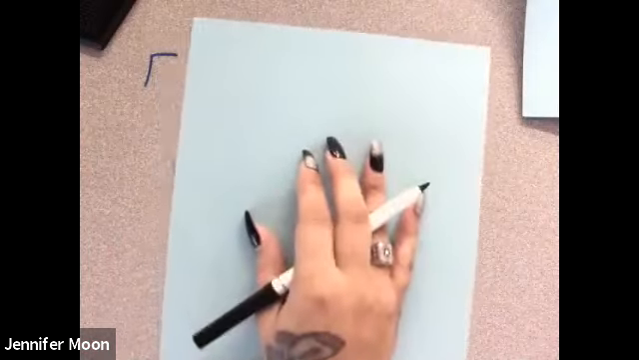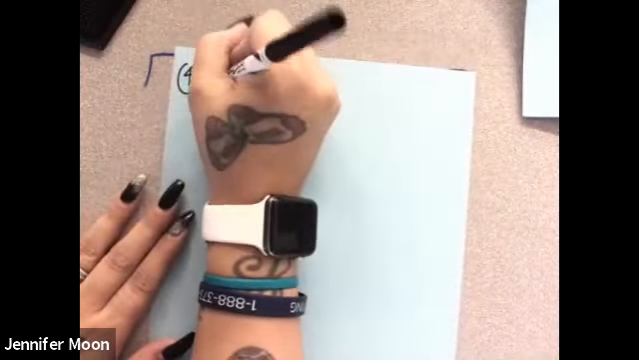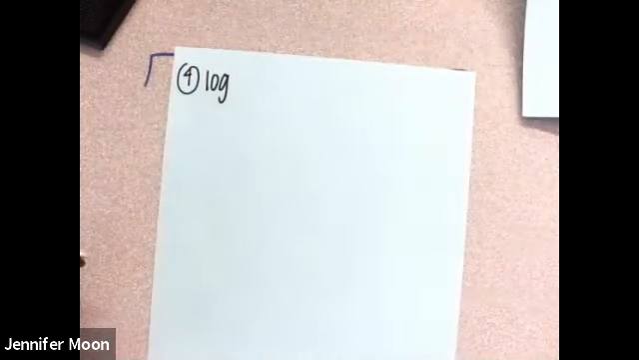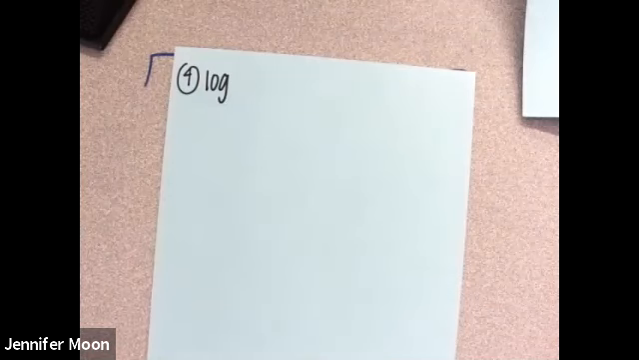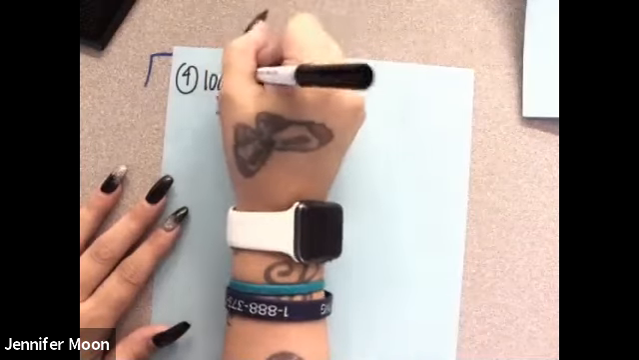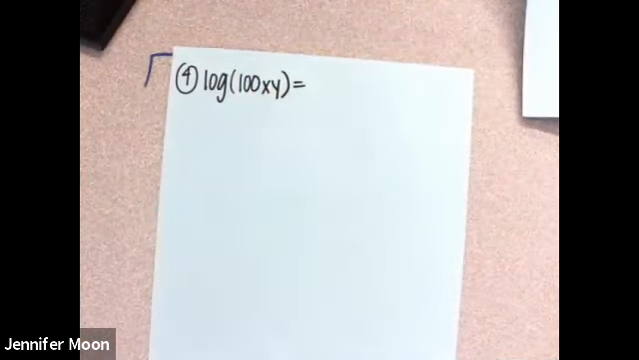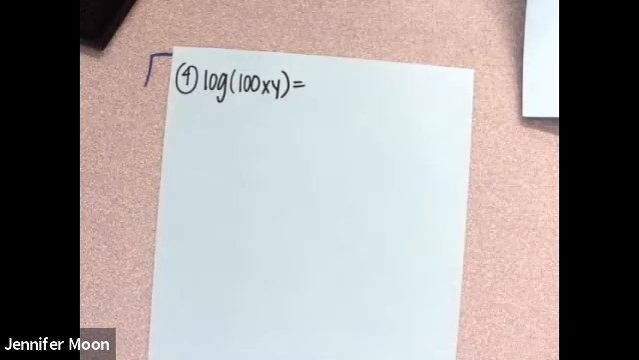Okay, fourth example. Say we have log. There's not a base written. So that's the common log, right? We're just implying we know that it's 10. In parentheses, we have 100 x, y. So now what we do, that's all multiplication. We're going to take log base 10 of each individual term.